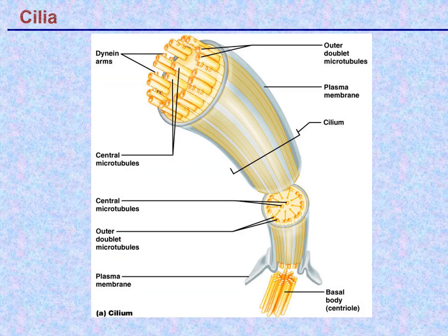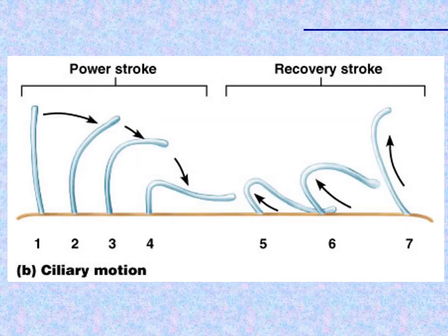And they look like this in cross section. Again, this is a series of 9 pairs in this case. 1, 2, 3, 4, 5, 6, 7, 8, 9, and 2 in the center. So 9 pairs and a pair in the center. Again, microtubules. So this is a classic arrangement, and there's the centriole with 9 triplet pairs of microtubules.